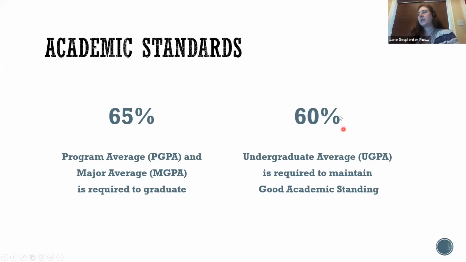As long as you're getting 60% or higher, you're allowed to continue studying. If you drop below that, then we're looking at some academic probation issues. So then you want to come see us for sure.